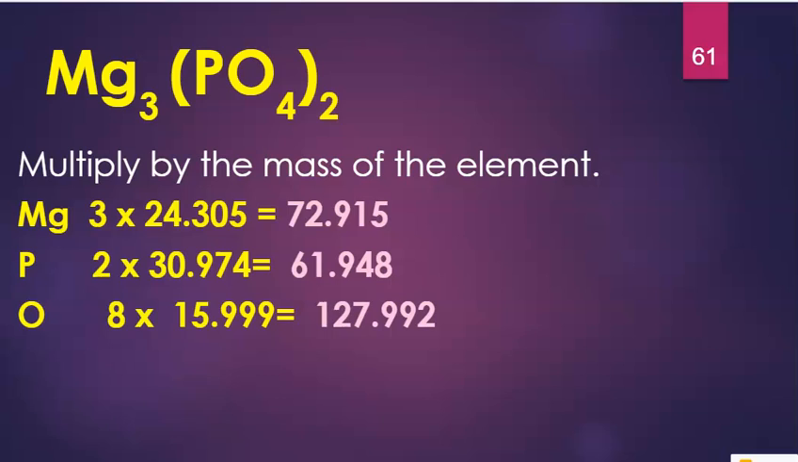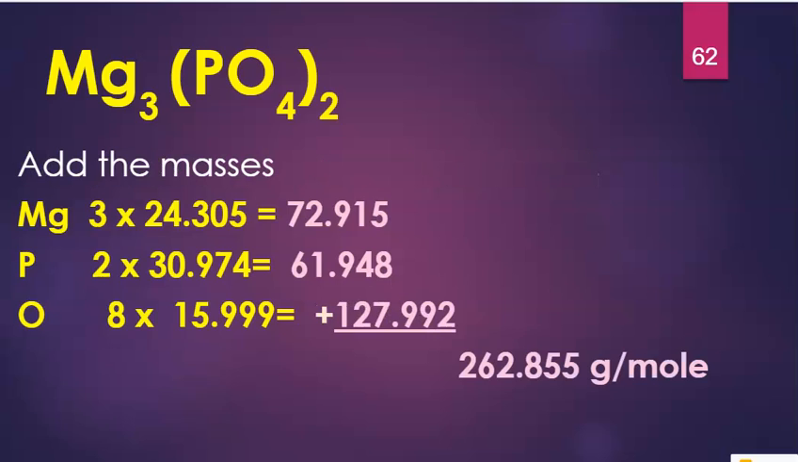Should get these numbers. Our final step is that we need to add them all together. So I need to add that 72.915 plus 61.948 plus 127.992. Add them all together. That equals 262.855 grams per mole. So that was a quick review of how we get our molar masses.